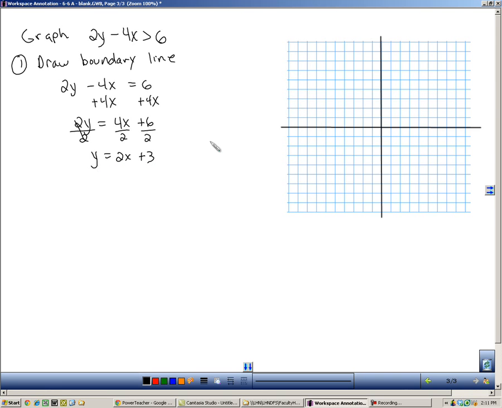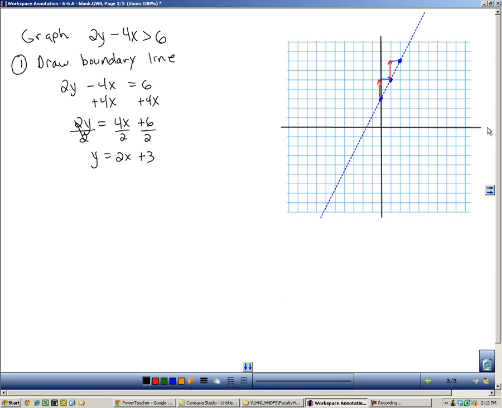This time to graph it, I'm going to use a different method that we've used in the past. I'm going to use the y-intercept, or the y equals mx plus b, the slope-intercept form. My y-intercept is 3, and my slope is 2 over 1. So I'm going to go up 2, to the right 1, up 2, to the right 1. And I'm going to mark ordered pairs there and there. Now I'm going to graph my line.